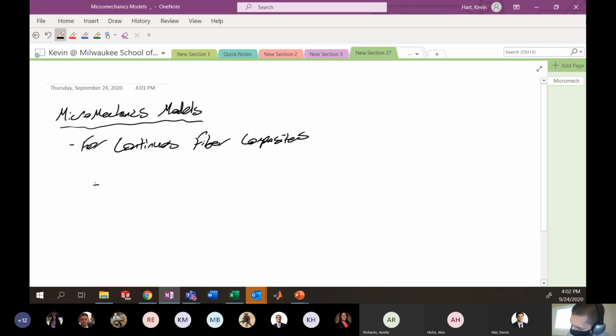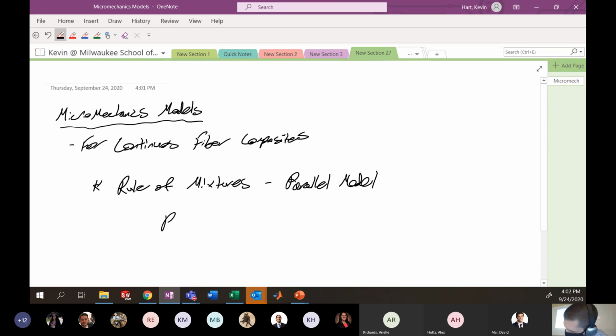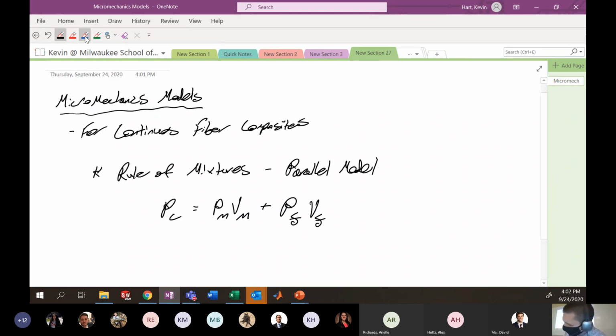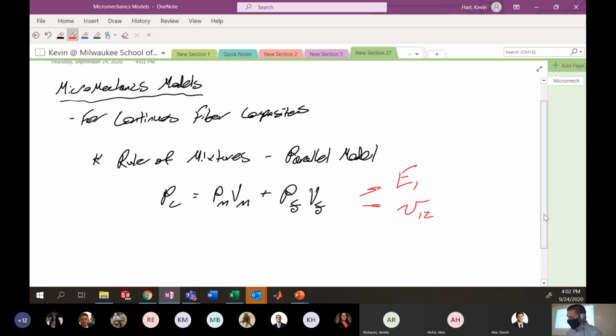All right. We have the rule of mixtures, which is called the parallel model, which is property of the composite is property of the matrix, volume fraction of the matrix, plus property of the fiber, volume fraction of the fiber. And this is good for two quantities, modulus in the 1 direction and Poisson's ratio 1:2. This model is only really good for those two properties.